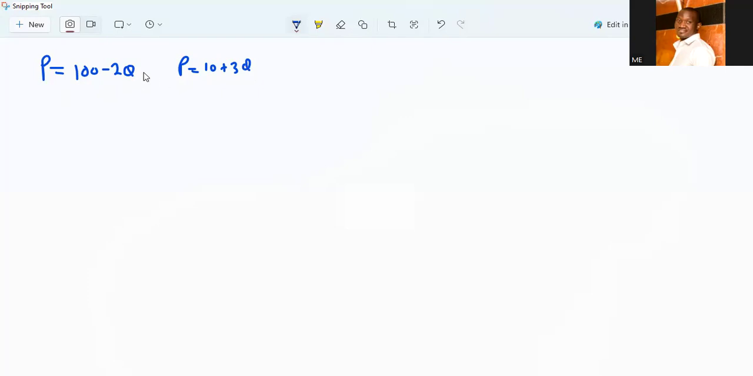So for the demand, put the letters on this side, the 2 will be positive. Then it's equal to 100. There's an invisible 1 here. So 1 into 100, it is 100. And 2 into 100, it is 50. So to sketch this, we need to cut the p-axis at 100 and the q-axis at 50.